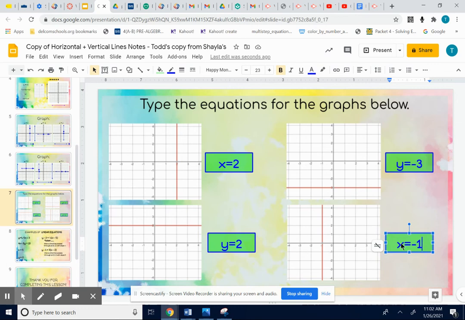When you get really good at it, you won't have to think quite as much. Every time you have a vertical line, it's going to be x equals a number, and it's going to be the number that it crosses on the x-axis. Every time you have a horizontal line, it's going to be y equals some number, and that number is always going to be where the y-axis is being crossed.